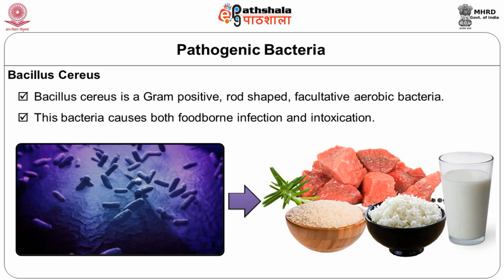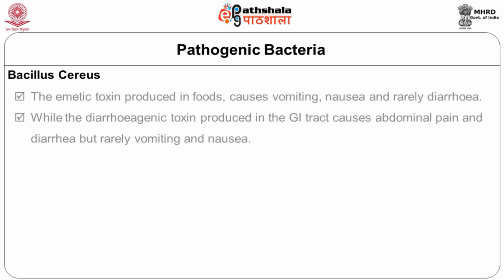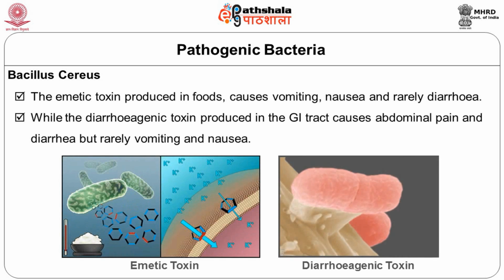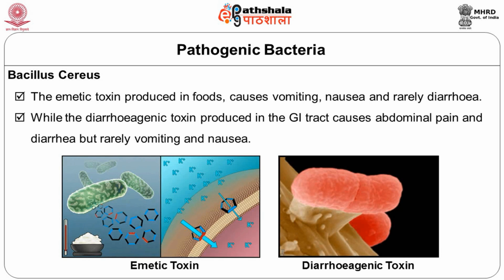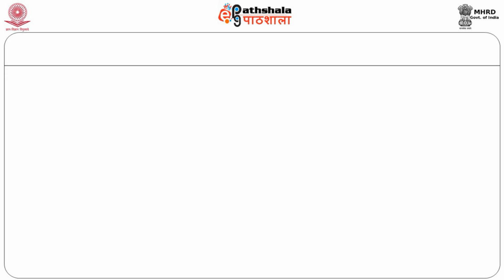The emetic toxin is produced in foods, and its symptoms would be vomiting, nausea and rarely diarrhea. The other one, the diarrheal toxin, is produced in the gut tract, and the symptoms are abdominal pain and diarrhea, but rarely vomiting and nausea. The infective dose for emetic toxin would be 10 to the power of 5 to 10 to the power of 8 cells per gram of food, where the toxin is preformed in the food. In case of diarrheal syndrome, the effective dose is 10 to the power of 5 to 10 to the power of 10 cells.